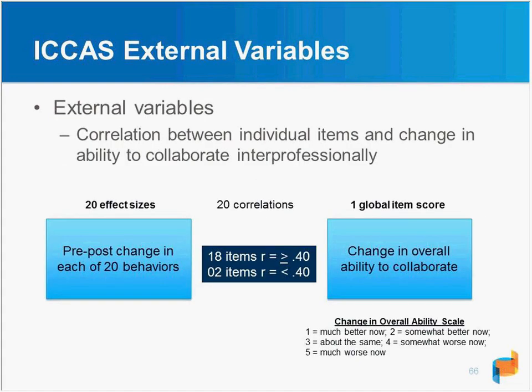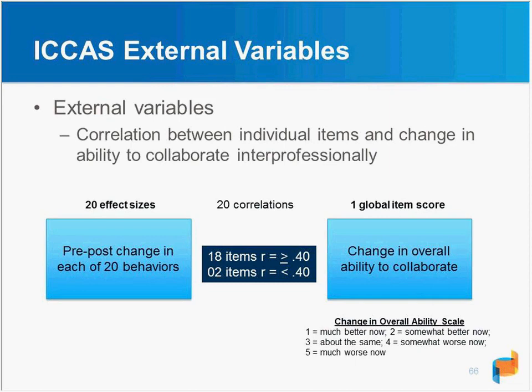Lastly, we considered what external variables might help us better understand the meaning of ICAS scores. To do this, we created one new question for the survey. We asked students how much their overall ability to collaborate interprofessionally had changed over the course of FIPSI. We asked them whether their ability was much better now, somewhat better now, about the same, somewhat worse now, or much worse now. This type of item is sometimes called a transition item or a global item.